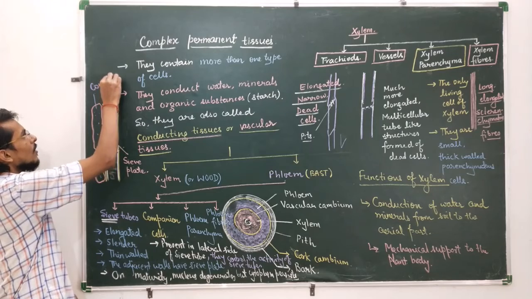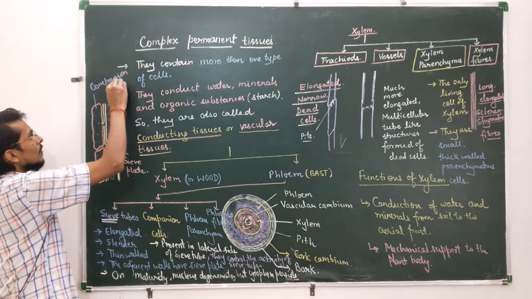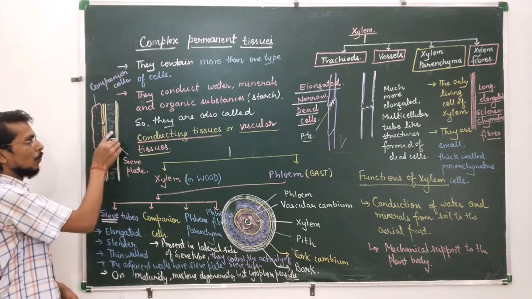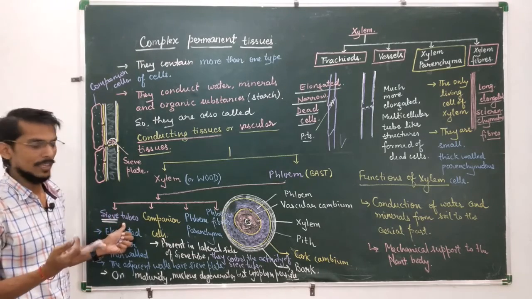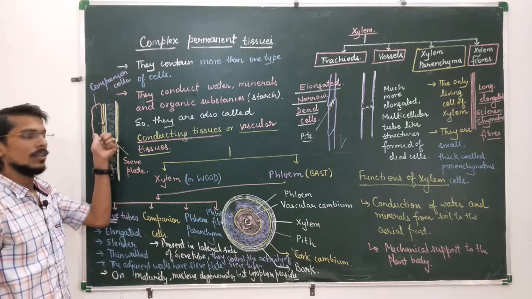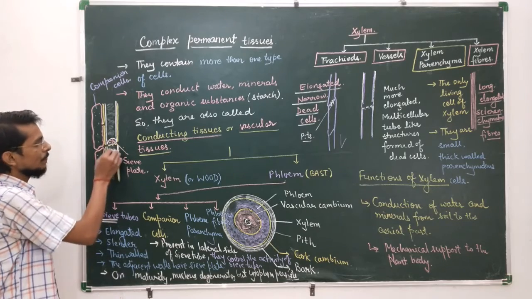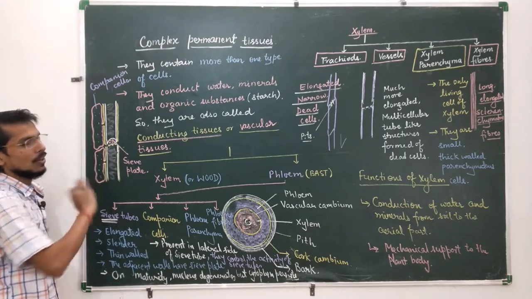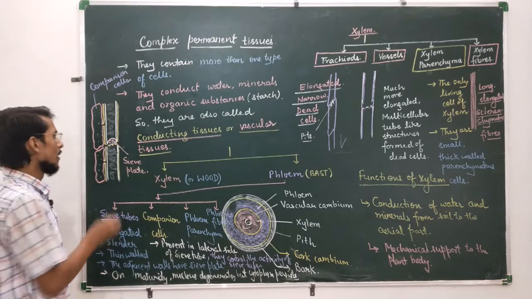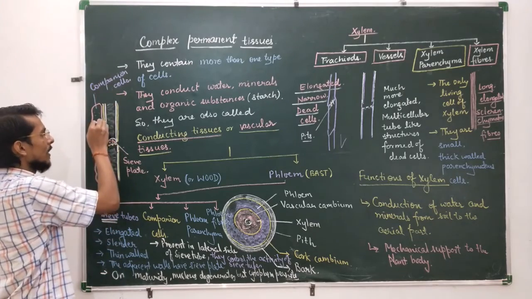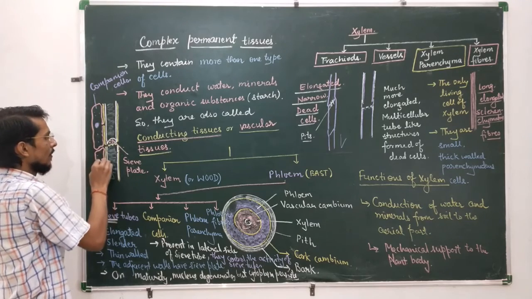Companion cells. Both these cells are living. That is, sieve tubes contain cells which are living, and companion cells are also living. But the sieve tube has cells which do not have a nucleus. They only contain cytoplasm. In the case of companion cells, they contain a nucleus as well as cytoplasm.